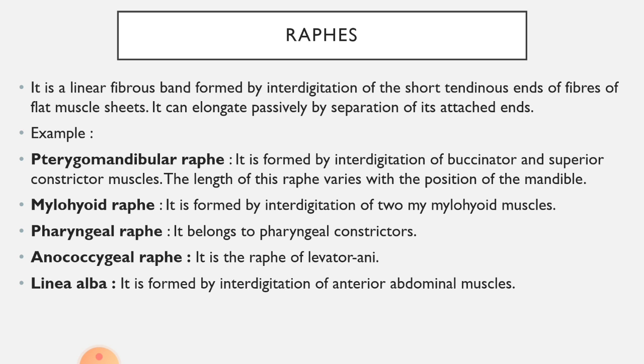Rafts are basically a linear fibrous band formed by the interdigitation of the short tendinous ends of the fibers of flat muscle sheets. It can elongate passively by separation of its attached end.